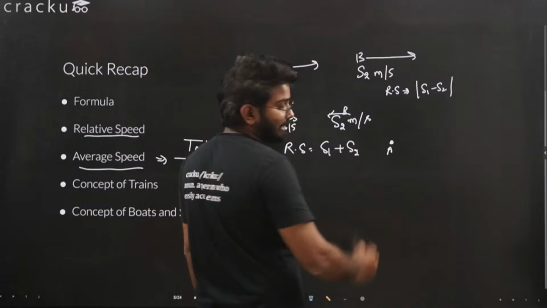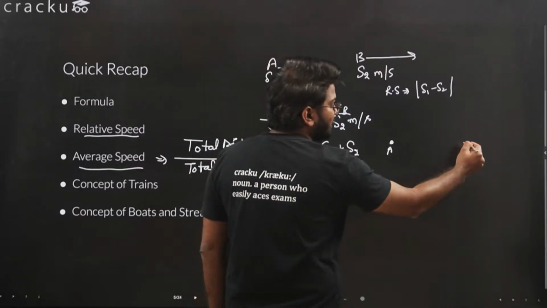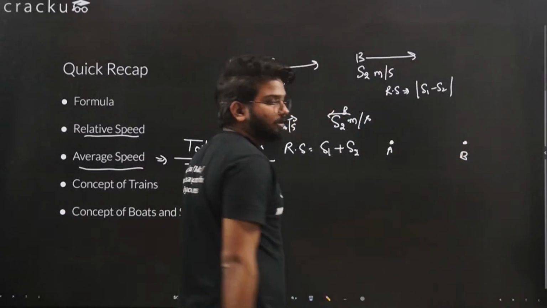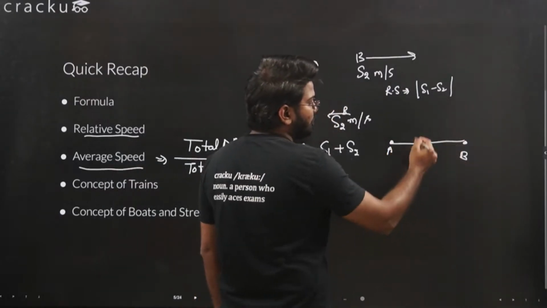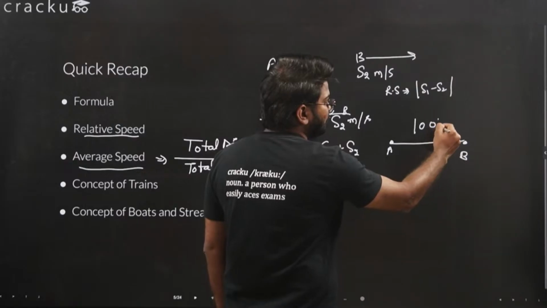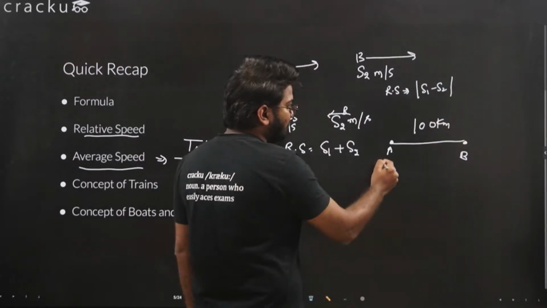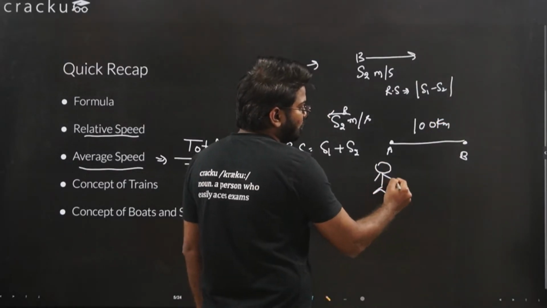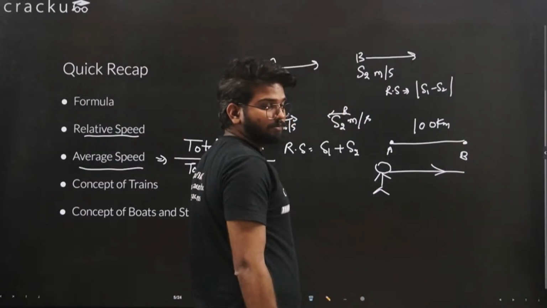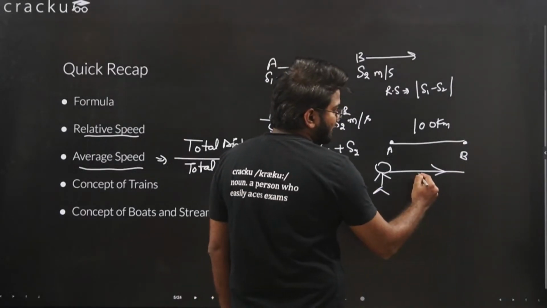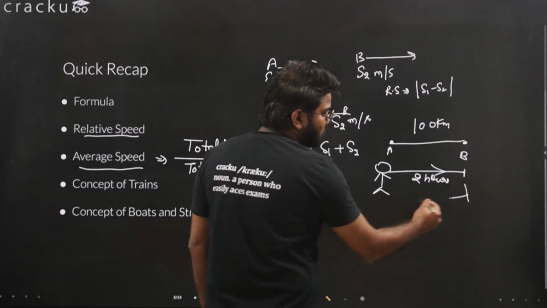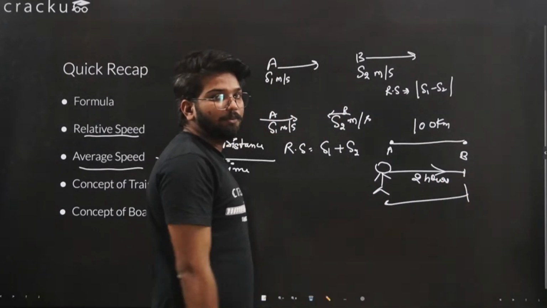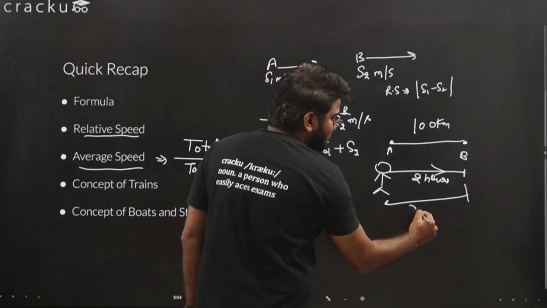Let's say this is point A, and there is some other point B. The distance between these points is 100 kilometers. Now you are first going in this direction, and it is taking you, let's say, 2 hours. And from this point you are also coming back, and while coming back, let's say you are taking 3 hours.